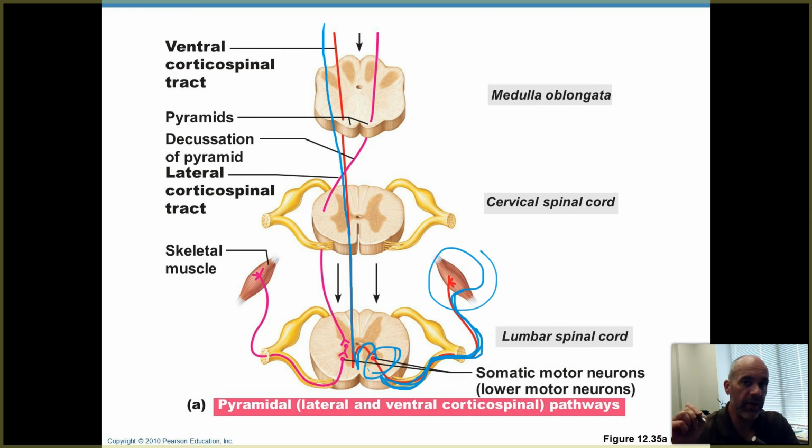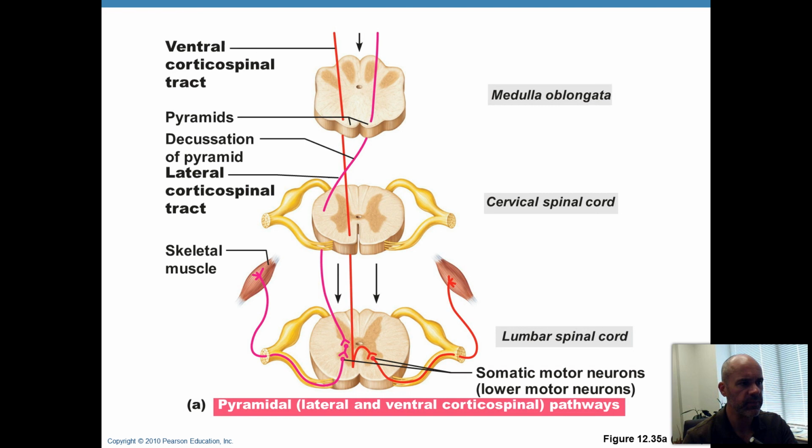Notice the crossing over that takes place. You may have heard before that the left side of your brain controls things that happen on the right side of the body, and the right side of the brain controls things that happen over on the left side of the body. You can see why here: the axons of those upper motor neurons cross over from one side to the other before they tell a motor neuron, hey, you need to stimulate a muscle contraction.